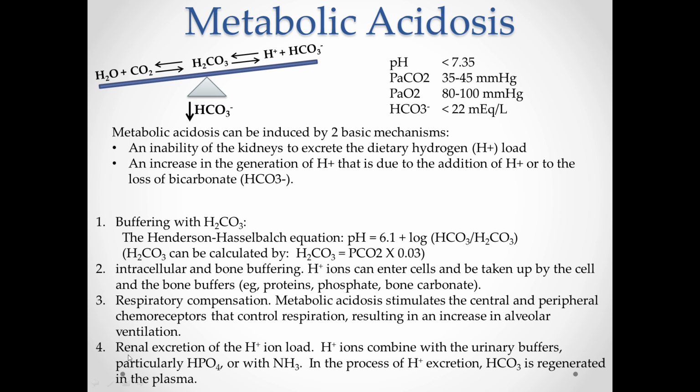The final mechanism of compensation involves renal excretion of proton ion load. Proton ions combine with the urinary buffers, particularly HPO4 or NH3, in the process of hydrogen secretion. Bicarb is then regenerated in the plasma.